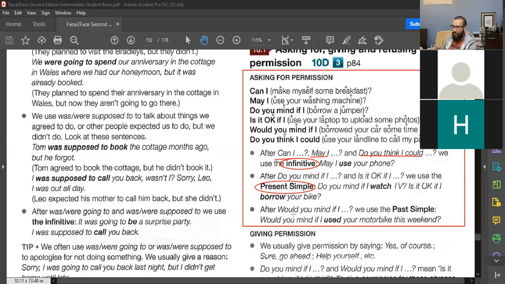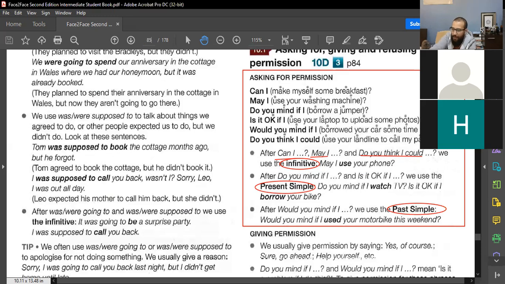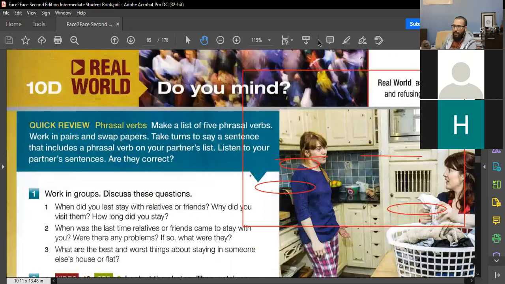And the last situation is where we use past simple. Would you mind if I used? This question, would you mind? In this situation, use the past simple. Okay, so this was the answer. So now we can go back and we can do an exercise.